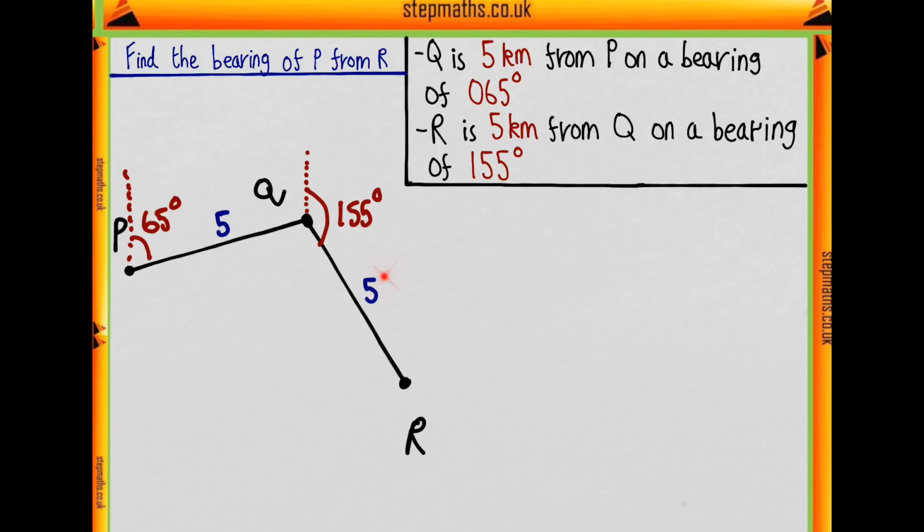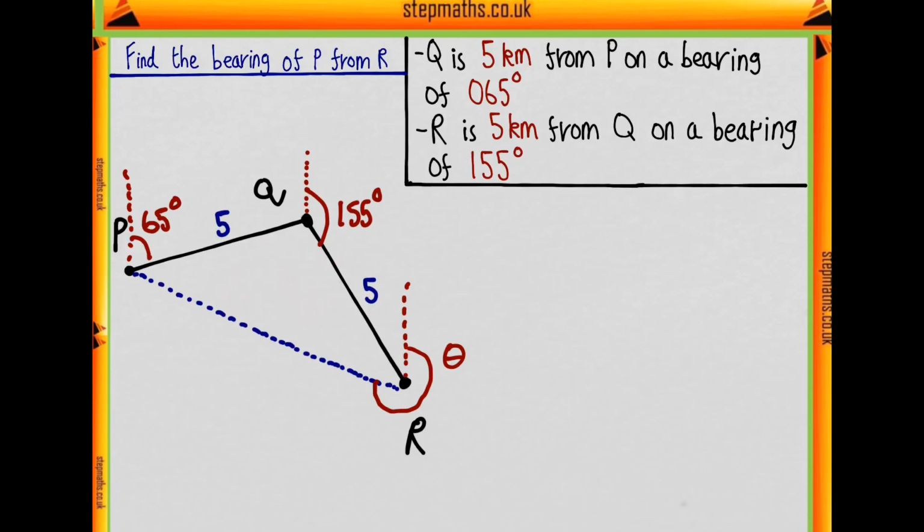And what are we asked to find? Well, we know whatever we're asked to find concerns this line from R to P. And we're asked to find a bearing of P from R. So our angle is relative to R, and so this is the angle we need to find. Let's call that theta. So let's try and build up what we know.